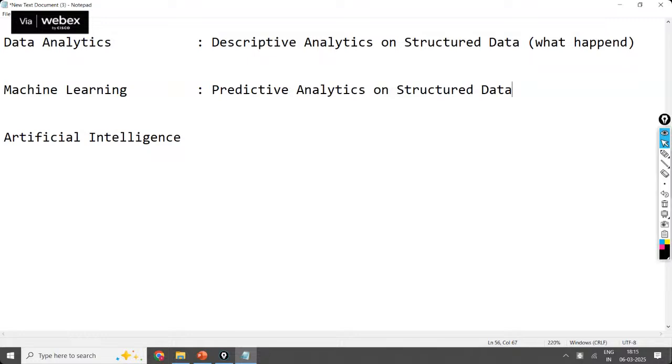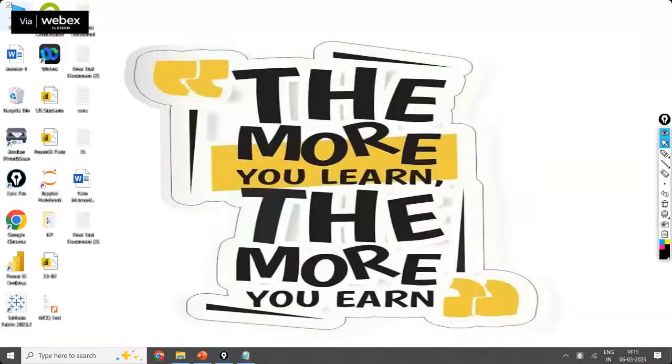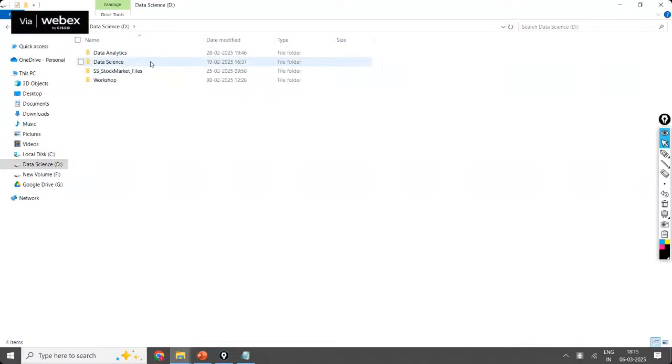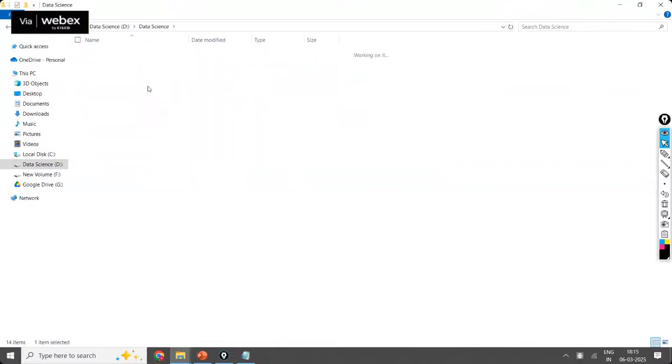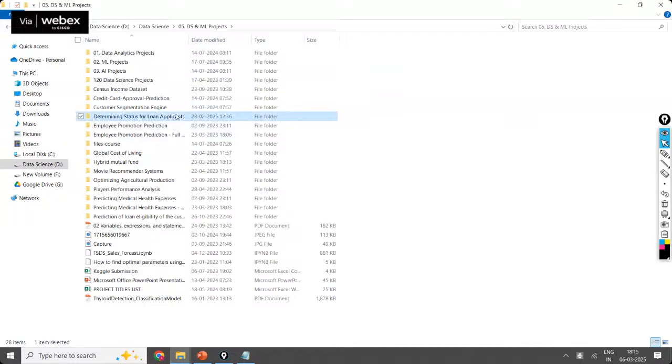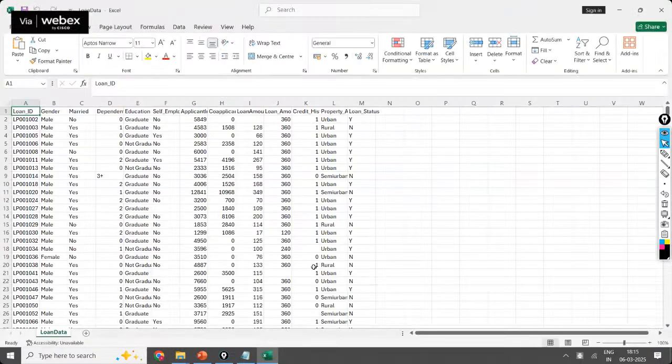Is the point clear? Could you explain with a simple example? Let us try with a small example, not live, just a normal example. Okay. Now, here I have a data set like this. This is one of the data sets. This is structured data.